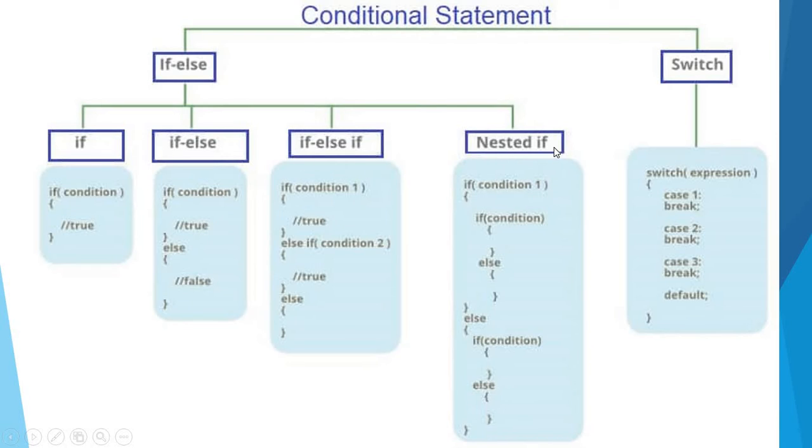Next part is the nested if. For example, if you want to find out the grade of students, whether they are getting A grade, B grade, C grade, D grade, that is pass class, or fail, more than one condition we are using. For such type of programming we use nested if.